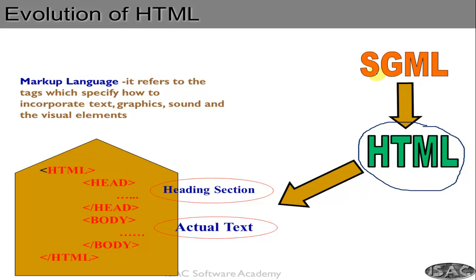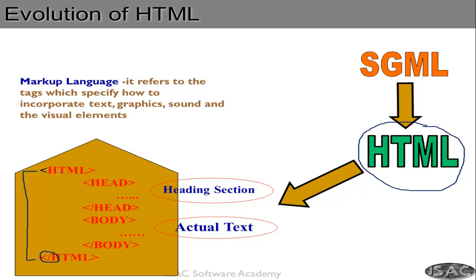SGML, if you are looking for its full form, is Standard Generalized Markup Language. Now, any HTML page at the highest level will always look like this. The first line will start with something called html and the last line will end with html. The difference is this backslash, which is not here.